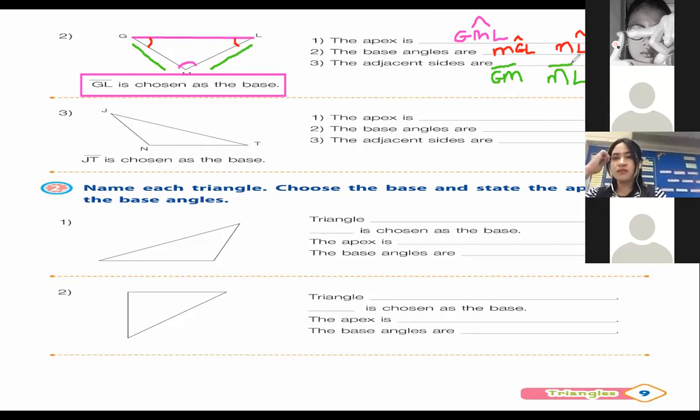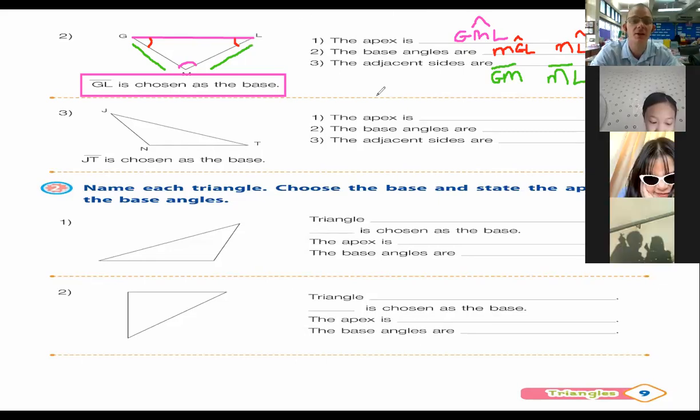Excellent work so far, you guys. Okay. So we have about 10 minutes left. Let's see if we can finish this page and complete the answers. Now I will do it with you, but I want you guys to give me the answers.